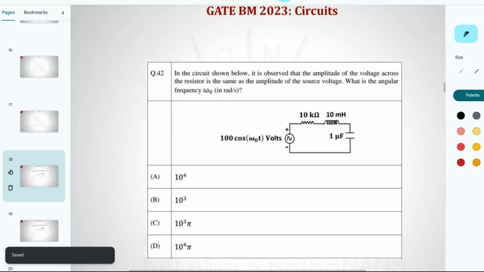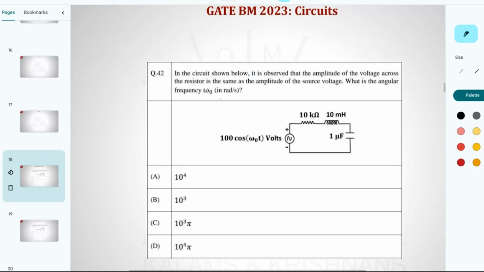Notice the circuit shown below. It's observed that the amplitude of the voltage across the resistor is the same as the amplitude of the voltage source. In simple English, that happens when the impedances of these two cancel each other. 1 by j omega C equals j omega L. When that happens, the voltage amplitude across the resistor will be the source amplitude. Notice 1 by j omega C equals j omega L tells you omega squared is 1 by LC, so omega is 1 by square root of LC. You got the magic frequency.